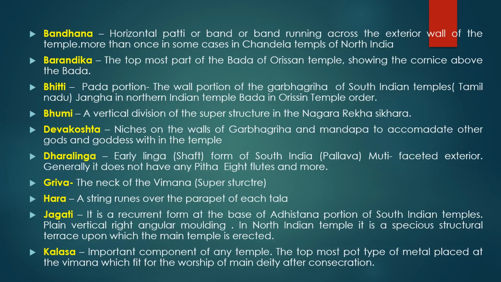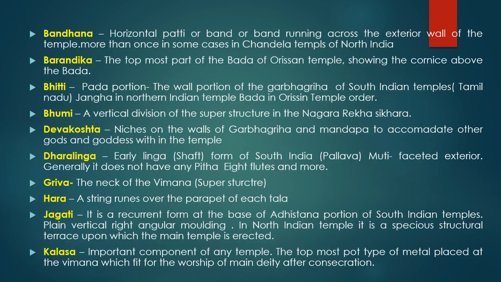Dharalinga. Dharalinga means the early linga form, that is a soft variety. We have it in South India, particularly the Pallavas used to install this kind of Dharalinga. This is a multifaceted exterior. Generally, it does not have any pida. It has 8 flutes and more. Sometimes more flutes will be there.